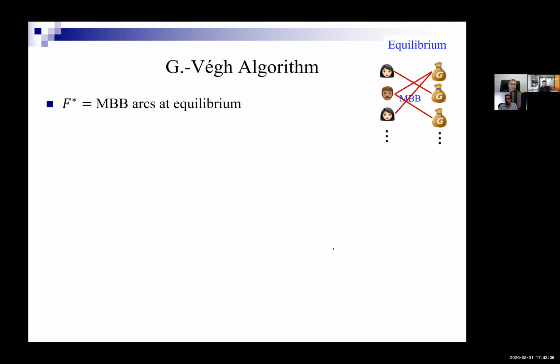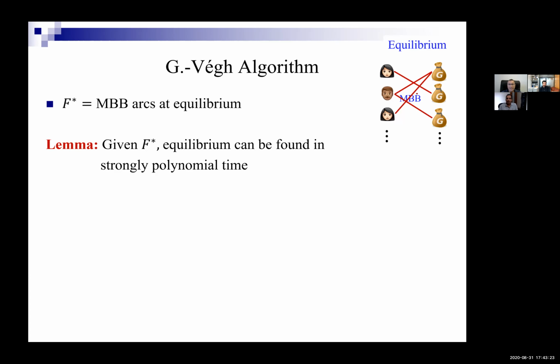Okay, so let's come back to our problem. We design a strongly polynomial algorithm for linear exchange markets. The first observation is that suppose we look at the support of the equilibrium. Support means all the MBB arcs. Suppose someone gives me all the MBB arcs at equilibrium. Let's say F star is the set of MBB arcs at equilibrium. Then we can compute the equilibrium in strongly polynomial time. I don't need to know the prices and allocation. You just give me the MBB arcs, and I can find prices and allocation in strongly polynomial time. So our approach is based on this fact that we just need to learn F star.